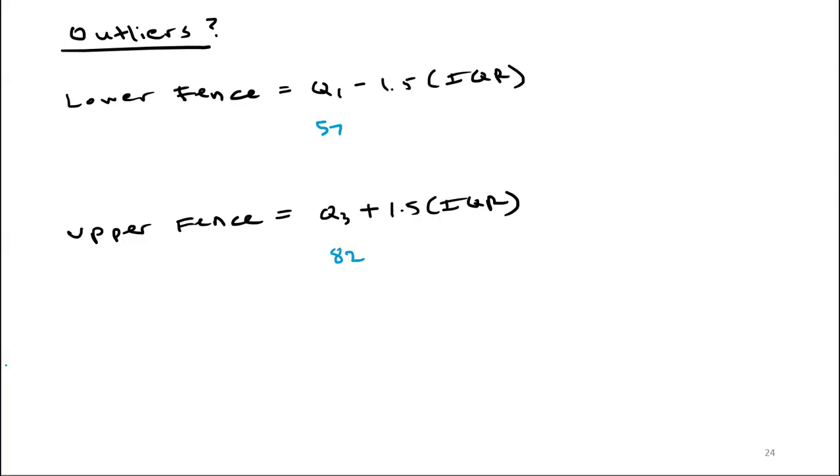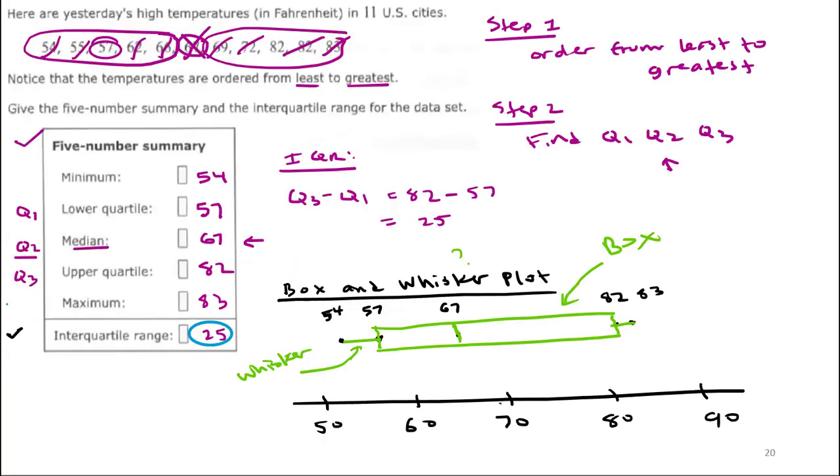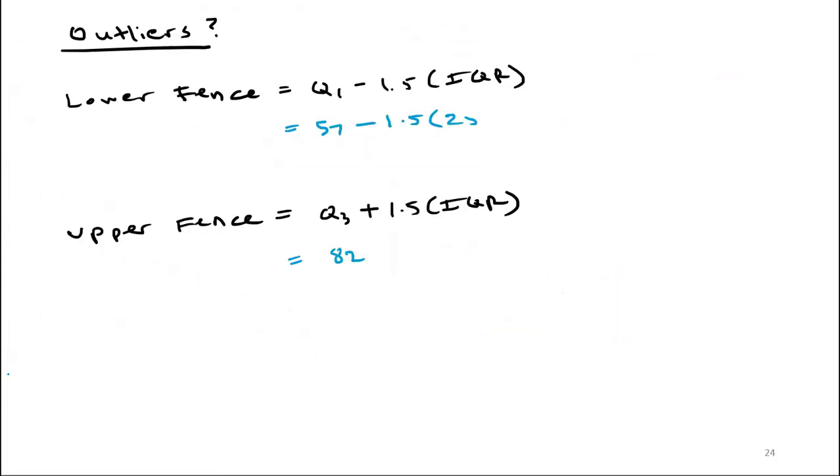And then now we're going to subtract 1.5. Again, this is just the formula. And then the IQR. I think the IQR was 25. Yep, so our IQR was 25. That's the interquartile range. So I'm going to multiply this by 25. And then at the bottom I'm going to add the 1.5 times the 25. So when we put this in the calculator, we get 19.5 for the lower fence, and then we get 119.5 for the upper fence.